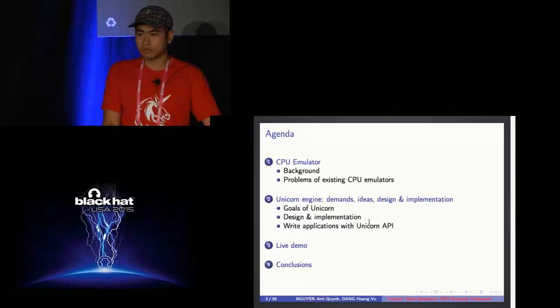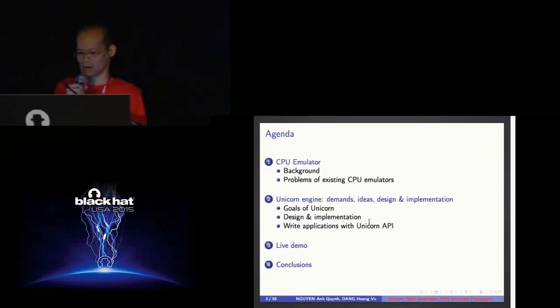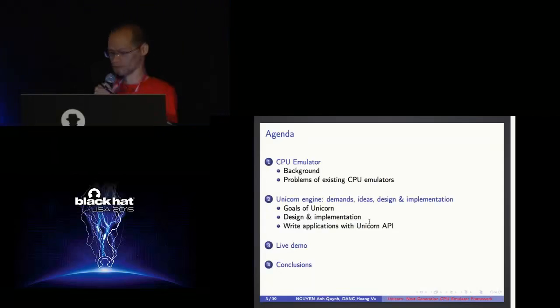Okay, so here's the agenda of our talk. First, we introduce the background on the CPU emulator, what it is and what the problems are with the existing CPU emulators now. And because there are so many problems, we try to fix it and we come up with Unicorn engine. So the next part, we introduce the goals of the Unicorn framework. After that, we go into the detail and the implementation and show you how to write applications on top of Unicorn. And there's some live demo after that, and hopefully you guys can enjoy it, and the conclusion.